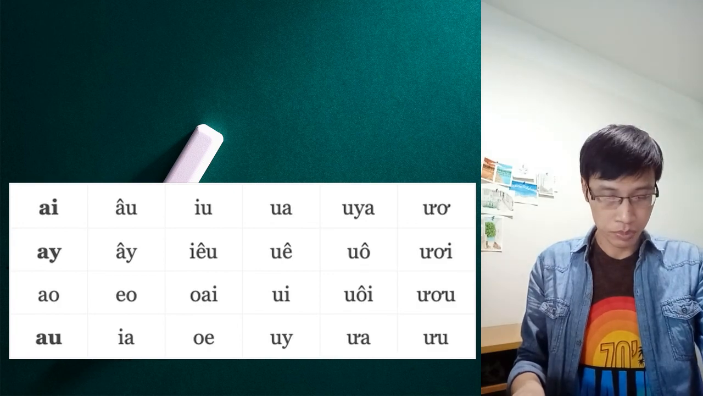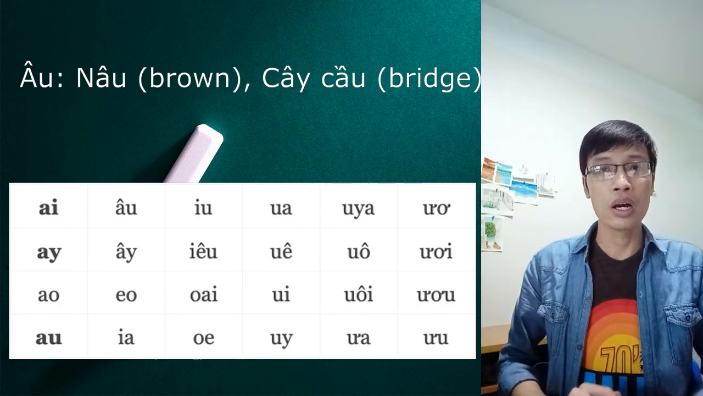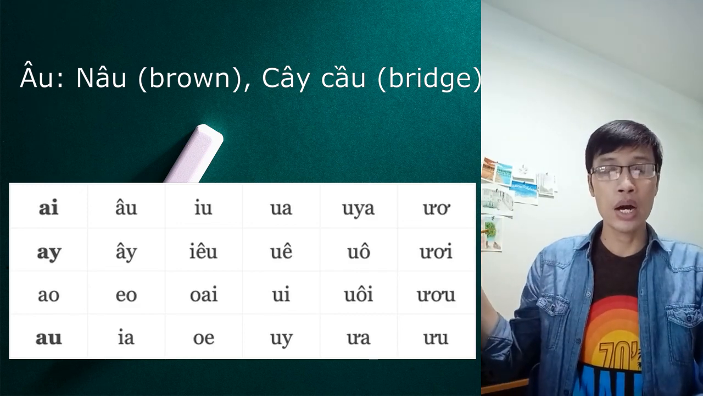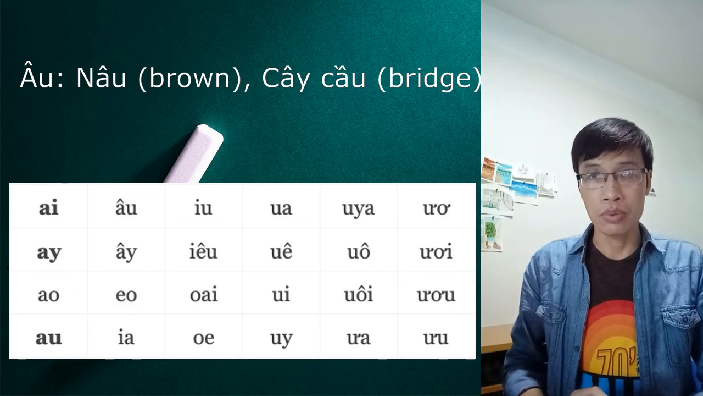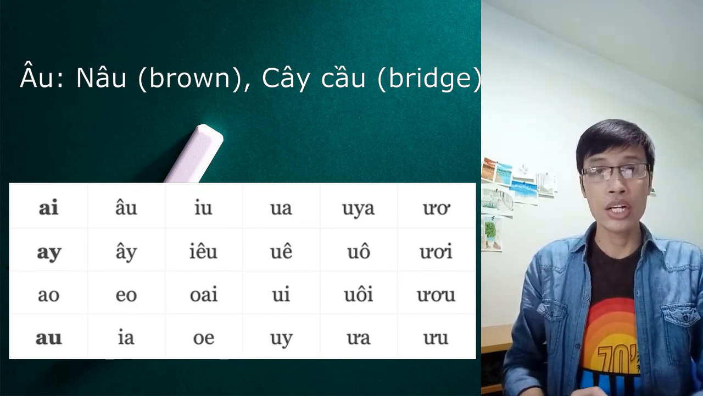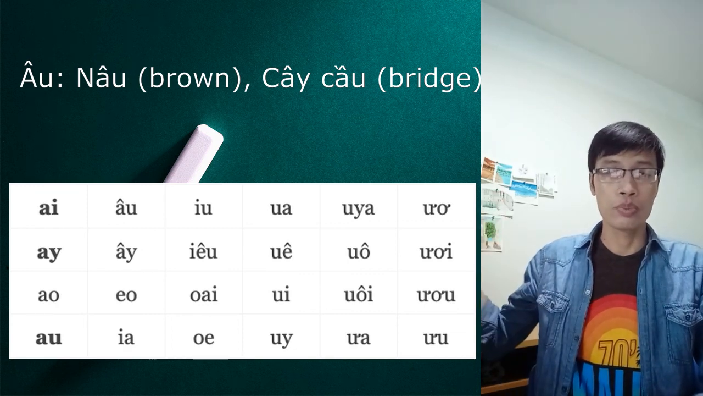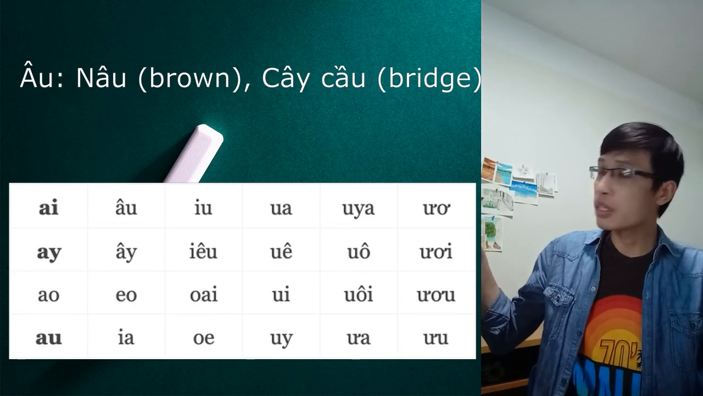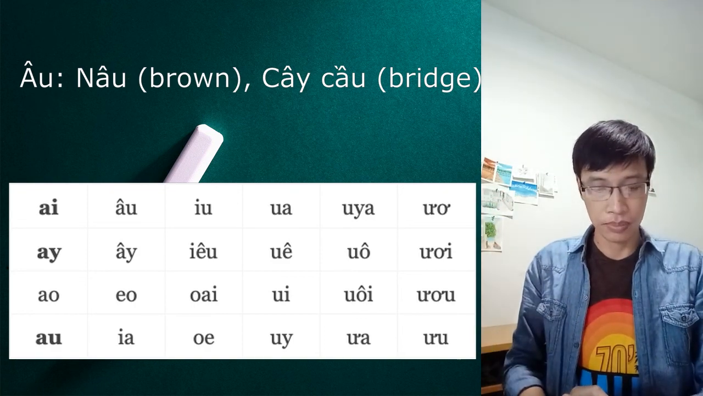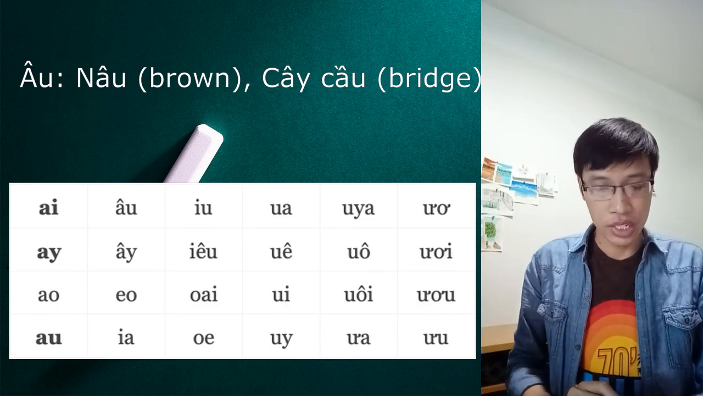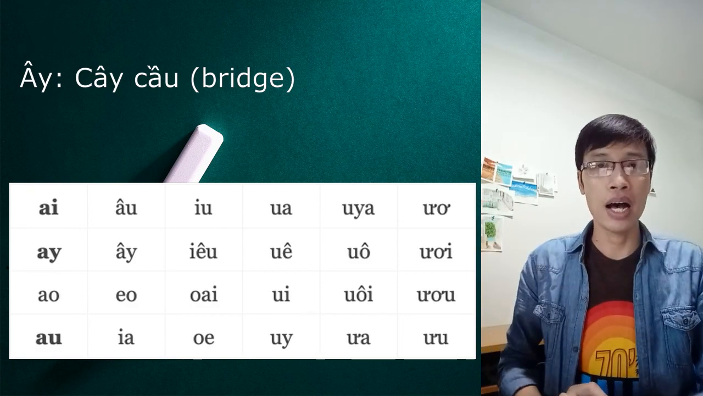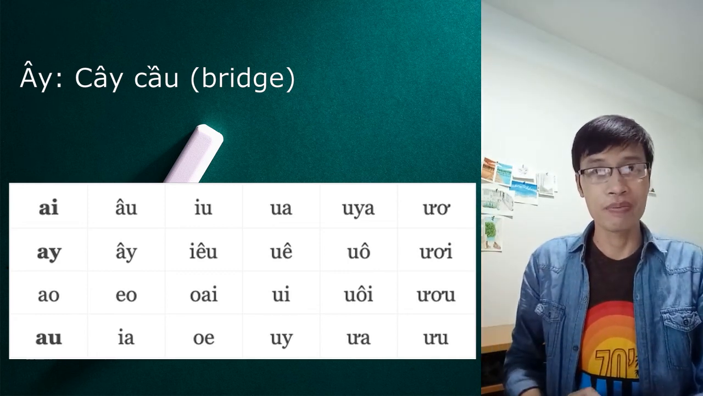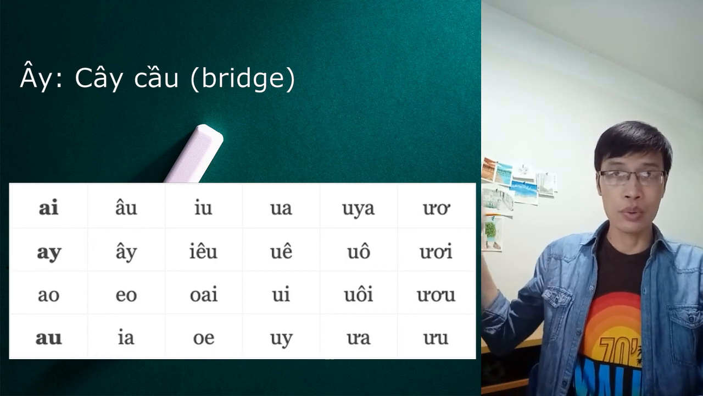So now let's move on. The next double vowel, we have âu. For example, nâu, it means brown, is a color, okay? Or cây cầu, it means bridge, okay? So let's take a look at the first word, cây. So we have another diphthong, which is ây. Cây cầu means bridge. Cây means tree. So once again, cây cầu, good job.